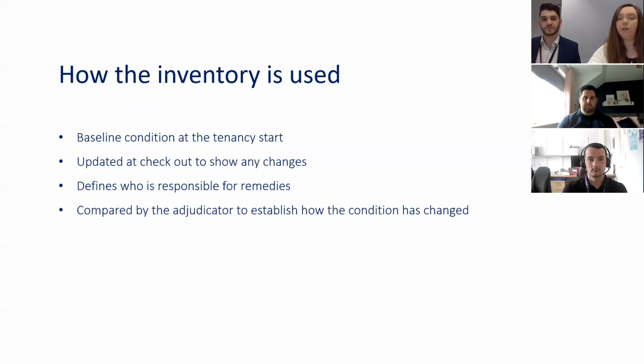So how is the inventory used? As I was saying before, it is the baseline condition. So that is the adjudicator's starting point. It will show the cleanliness of the property and the condition of anything within it. It's updated at the checkout to show those changes. So that will allow an adjudicator and yourselves to see if the tenant has made any deteriorations to the property, if anything's been damaged, or if anything needs cleaned. It also defines who's responsible for fixing those issues. And as I was saying, it's compared by the adjudicator with your checkout report.